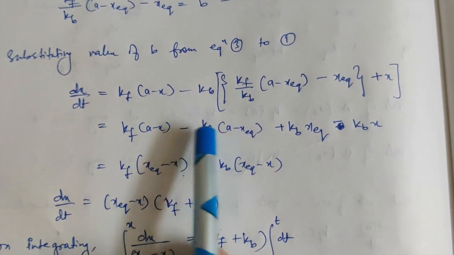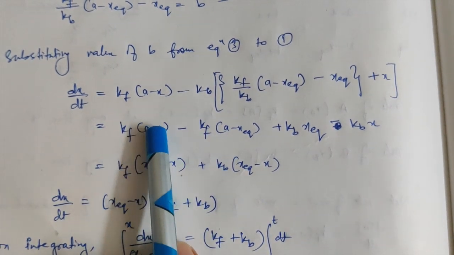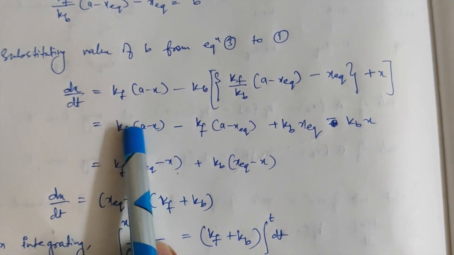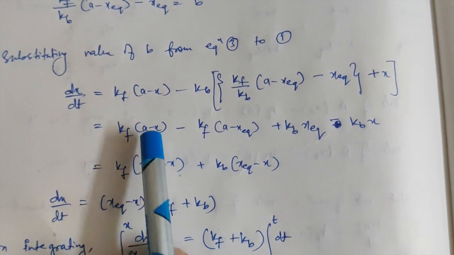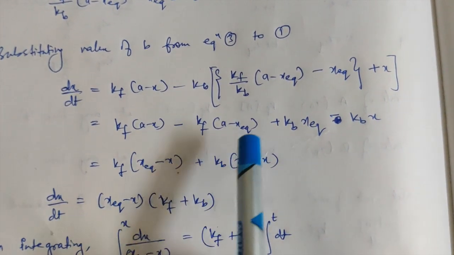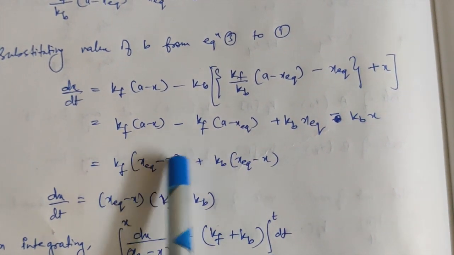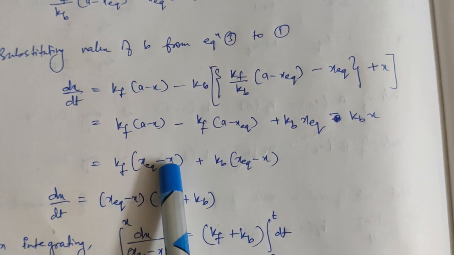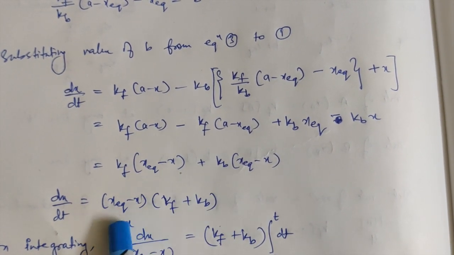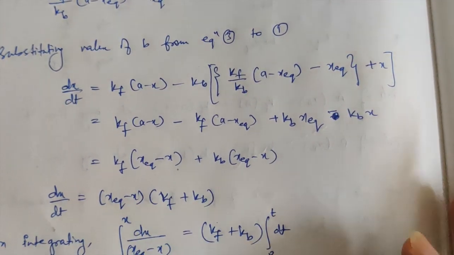Now from here I can take Kf as a common factor over here. I'll get A minus X minus A plus Xeq. So this A and this A will be cancelled out. I'll just get Xeq minus X. Plus over here I can take Kb common, so I'll get Xeq minus X. So basically in both these terms I just got Xeq minus X as common. I have taken that as common, and I got Kf plus Kb. Okay, so dx by dt is equal to Xeq minus X into Kf plus Kb.